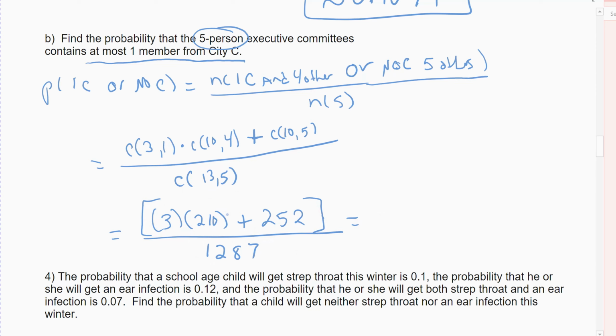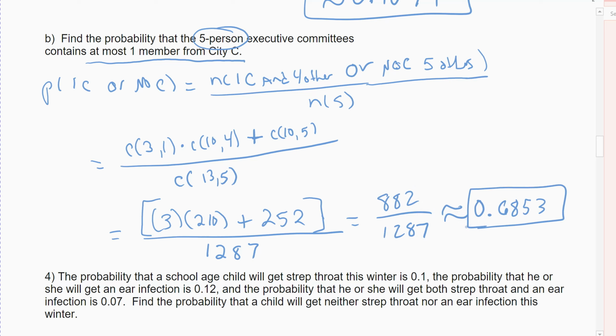So that's why I usually simplify the numerator. So I'm going to go ahead and multiply 3 times 210, add my 252 to come out to 882 over my 1287, and then I do my decimal approximation. And so when you type that out, I'm just going to round to 4 decimal places. 0.6853 is the probability, so about a 68.5% chance that if we randomly select people from the council, there's about a 68.5% chance that you'll get a committee with at most one member from City C, so one or none.